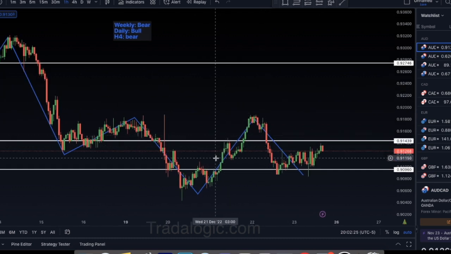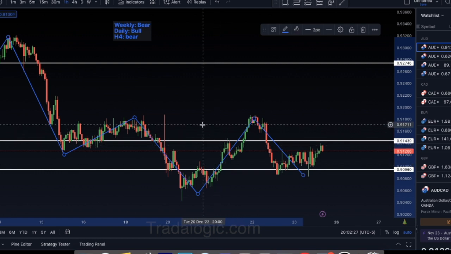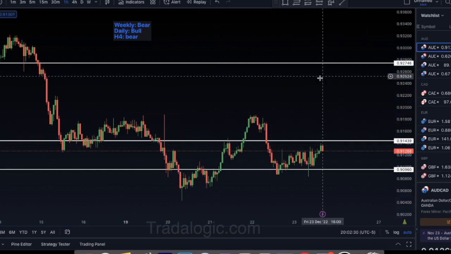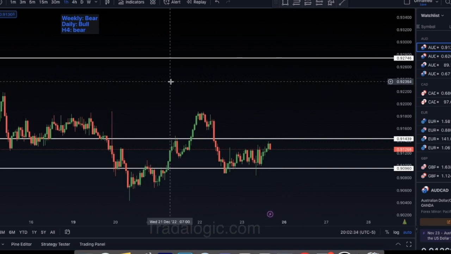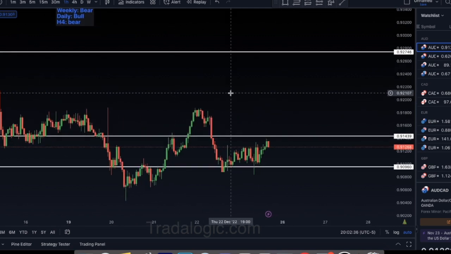Now we will go to the 1 hour time frame, and here what are we going to be looking at? Over here we're going to be looking for order blocks.